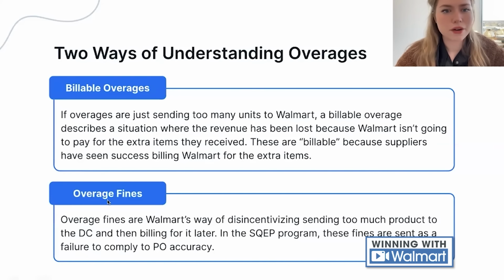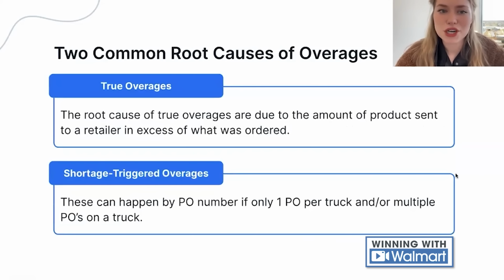Let me just make sure I covered the information. Walmart isn't going to pay for the extra items they received, and SQEP is there because they want to de-incentivize you from sending too much product and then billing for it later. What we do find, though, is that Walmart will sometimes send these overages or give you overages in error, so it could even not be your fault, which is really frustrating.